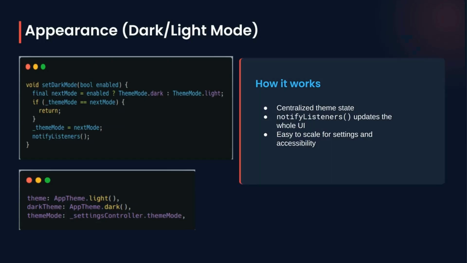For the appearance, for dark mode, I use a central setting controller instead of changing color screen by screen. The controller stores the current theme mode, and when the user changes it, notifyListeners rebuilds the app with the correct theme. Then in MaterialApp, I provide both light and dark theme definitions. This approach is cleaner and reusable.